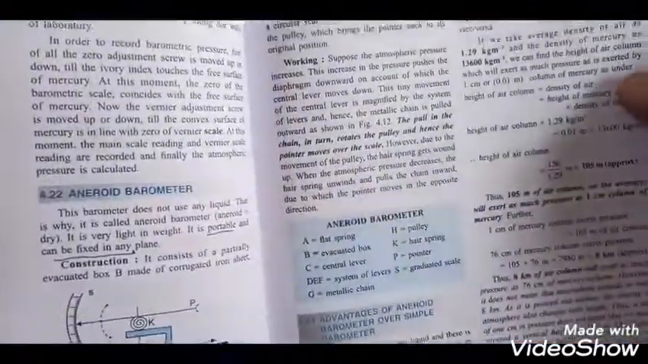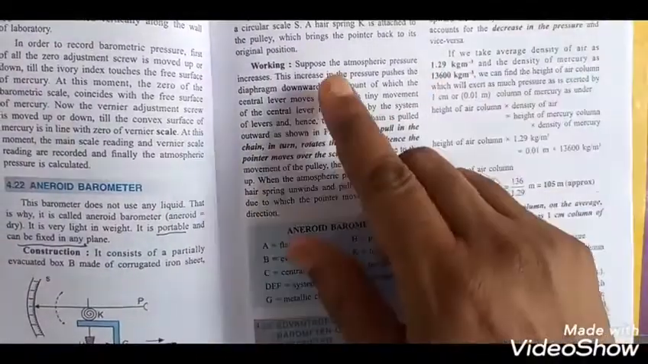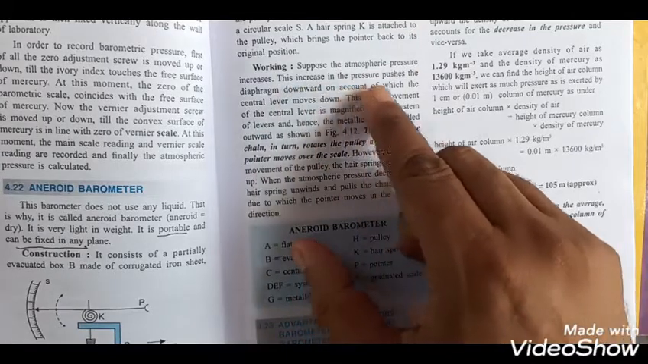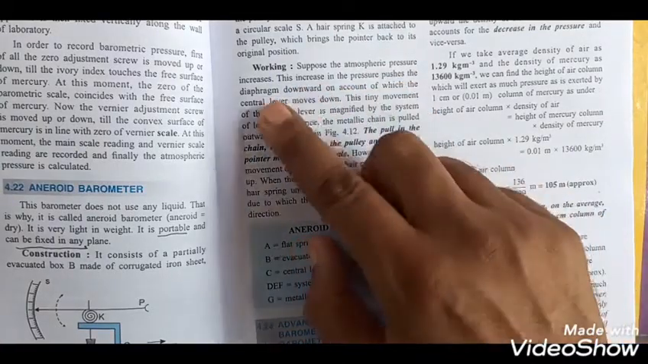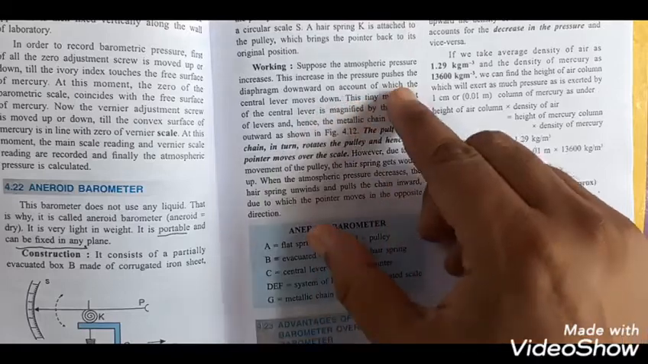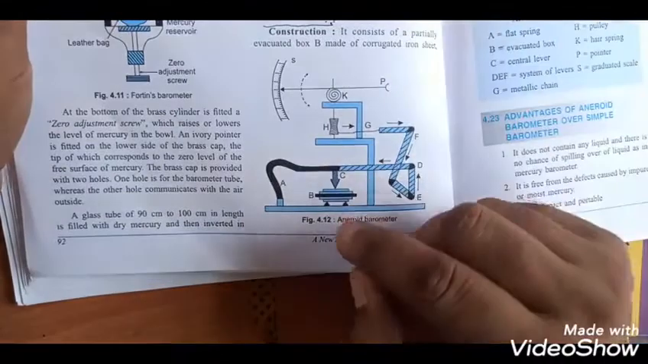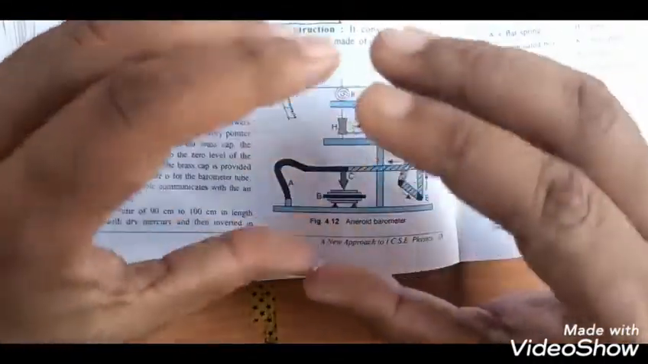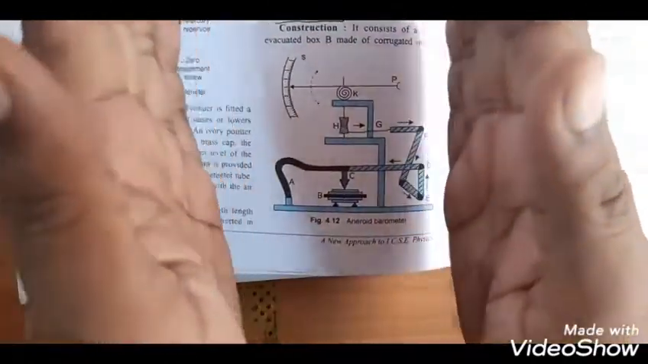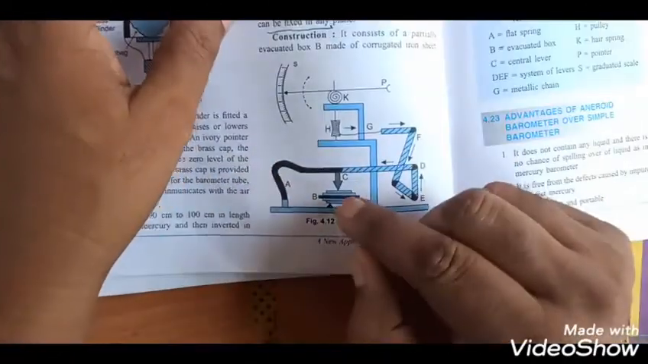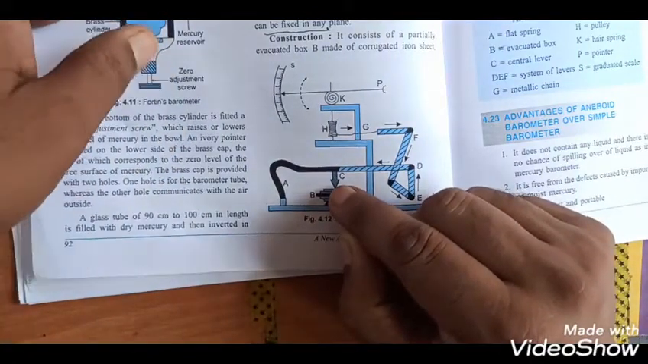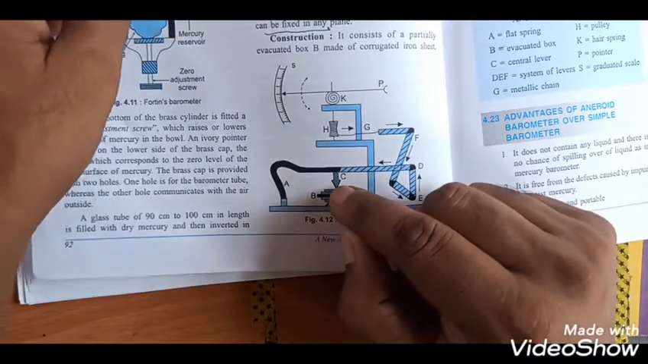Right? Now how does it work? Working. Suppose the atmospheric pressure increases. This increases the pressure, pushes the diaphragm downward, on account of which the central lever moves down. See, if the pressure of air increases, then this corrugated box will be pressed down, because if you apply more pressure on anything, it goes down, pressed. So when it is pressed, then this pointer C will move.